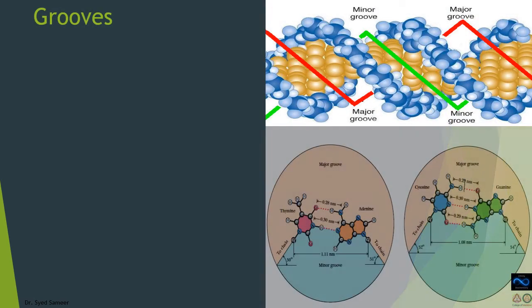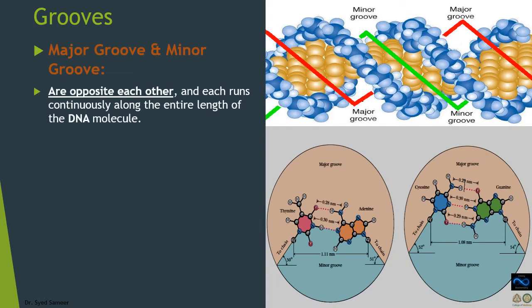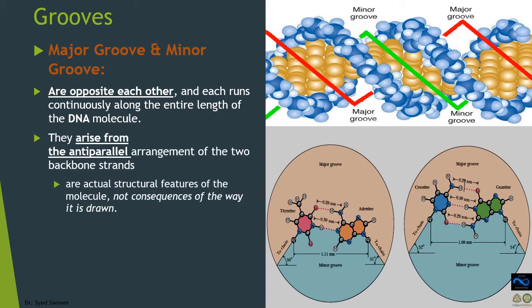So what are these major and minor grooves? They are actually opposite to each other in the duplex structure, and they continuously run along the entire length of the DNA molecule, and they are actually the result of the anti-parallelity of the two strands in this duplex molecule. As you can see in the picture, there is a minor groove on one side of the duplex structure of the helix, and then here the major groove is exactly opposite to the minor groove on the other side.